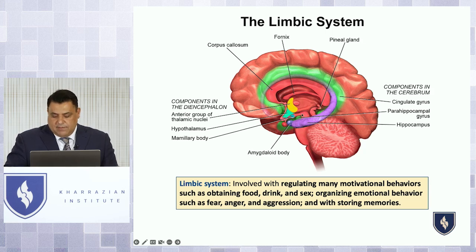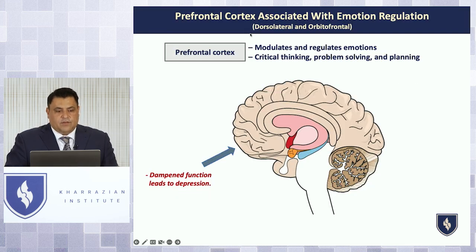Now within the limbic system, let's go into the different regions. So the prefrontal cortex is associated with emotional regulation. And the prefrontal cortex includes the dorsolateral and orbital frontal, meaning these front areas of the brain. Like I was showing you in some illustrations earlier, when this area of the brain is dampened in activity on imaging studies, you have depression. So the prefrontal area is very involved with depression. And this is the area that also is involved with critical thinking, executive functions, problem solving, and planning. So when the prefrontal cortex is involved, people have a hard time doing anything, wanting to do anything.